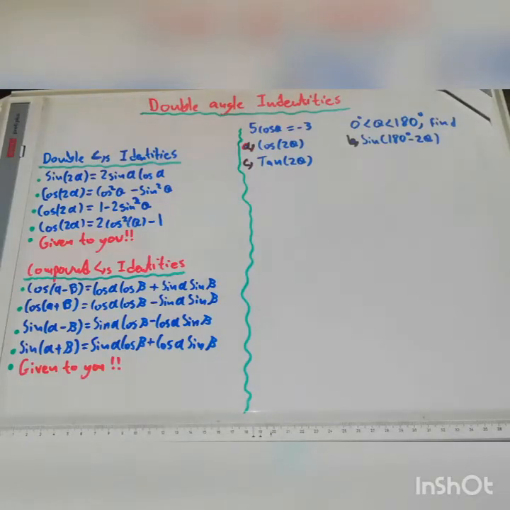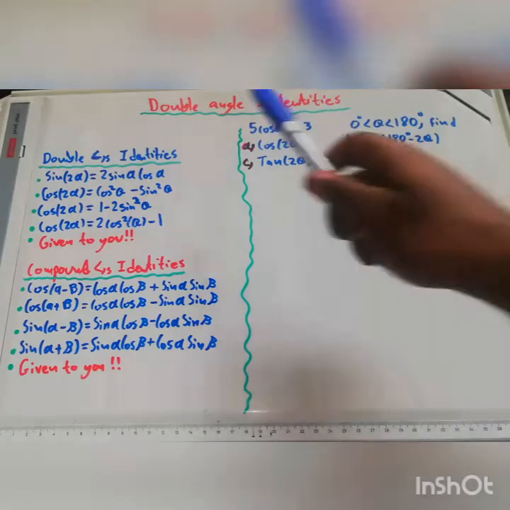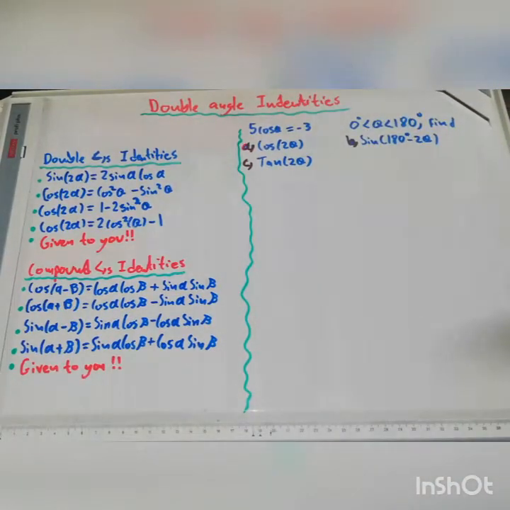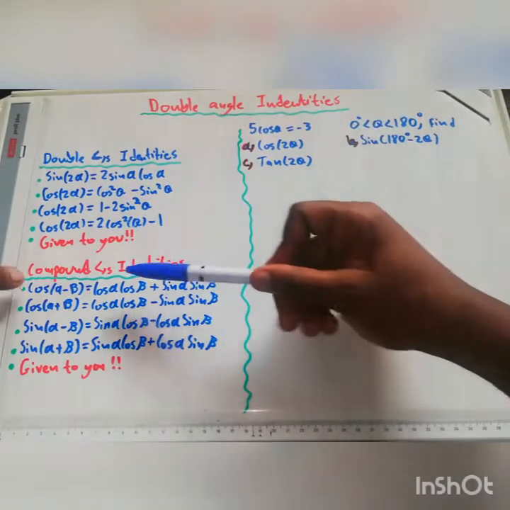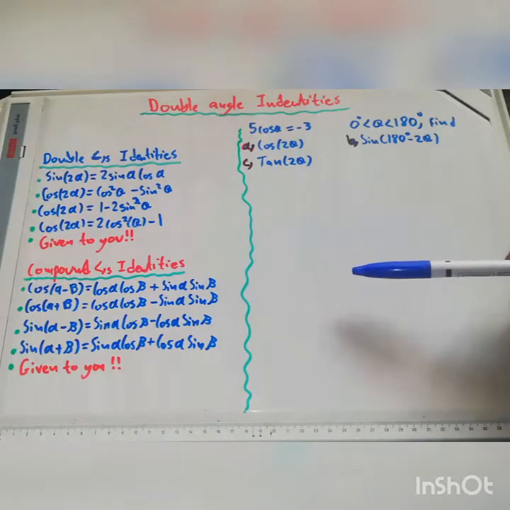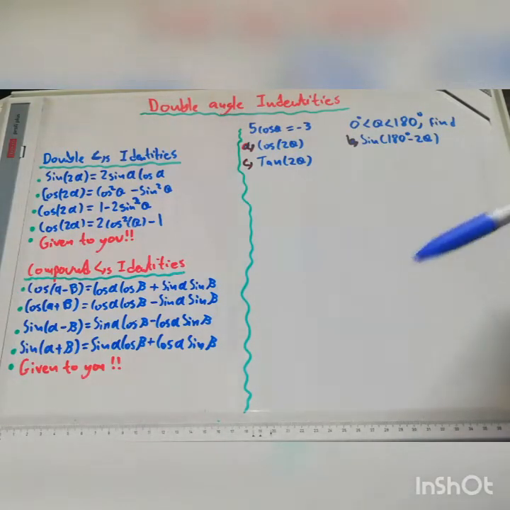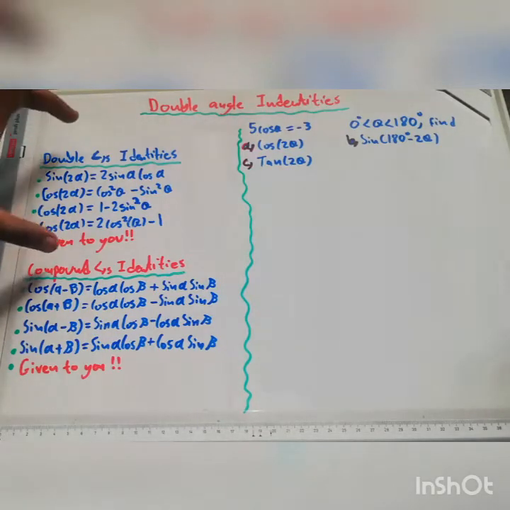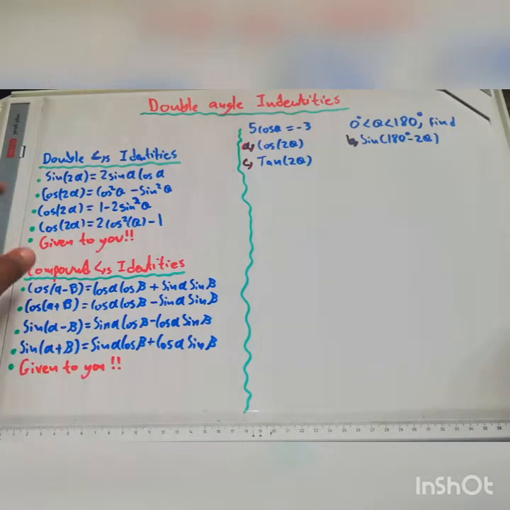Good afternoon, everyone. Today we'll be doing double angle identities, and also the same as the compound angle identities, you'll also be given these double angle identities. So you do not need to worry and stress about knowing all of these things by heart, because they'll be given to you. So in an exam or a test, just go to the back of your question paper, you'll find these things. The most important thing is for you to know how to use and apply these identities.